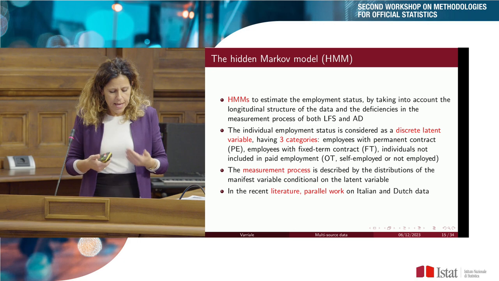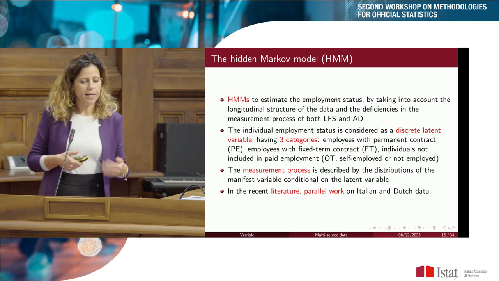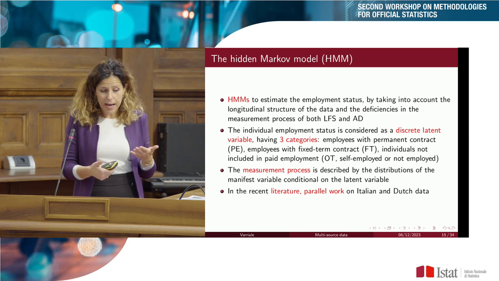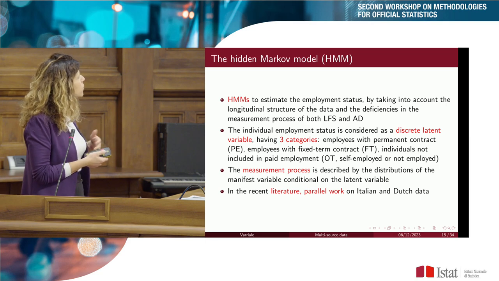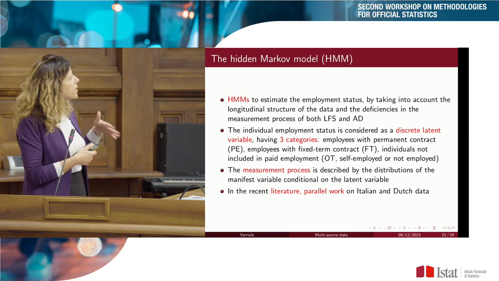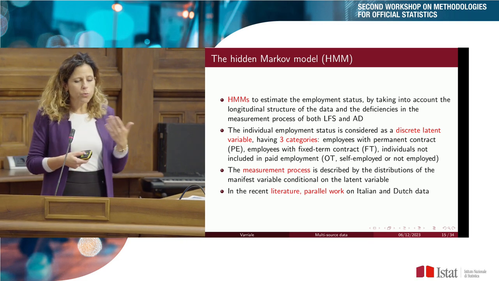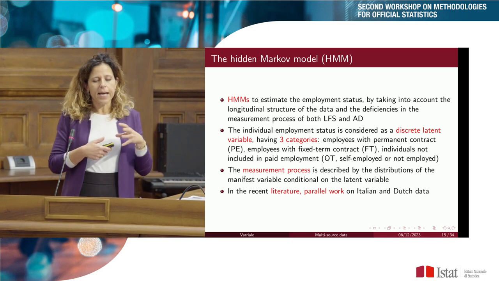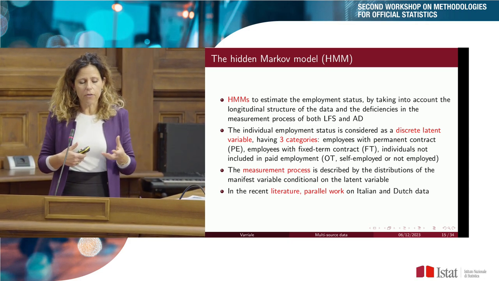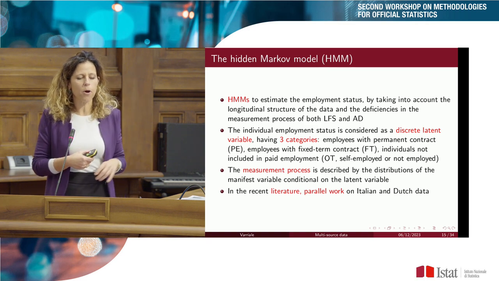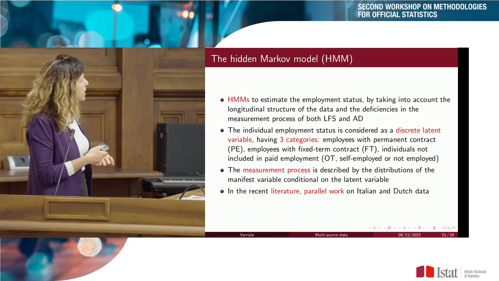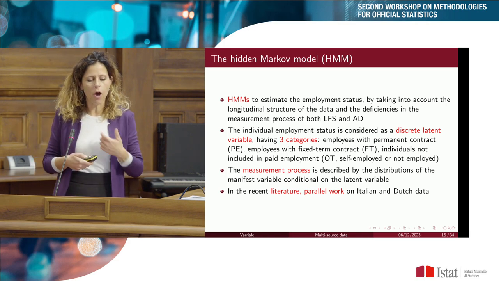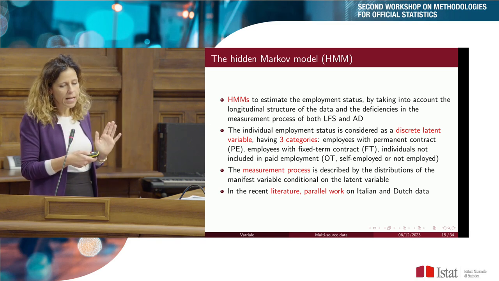What we are going to use is hidden Markov models to estimate the employment categories during time. The employment categories have three categories, as I told you: permanent contract, employees with fixed-term contract, and individuals with other kind of contract. And what we are assuming is that there is a discrete latent variable with these three categories that represents the true employment status. And then there is a measurement process that is described by the distribution of the observed variables conditional on the latent variables.